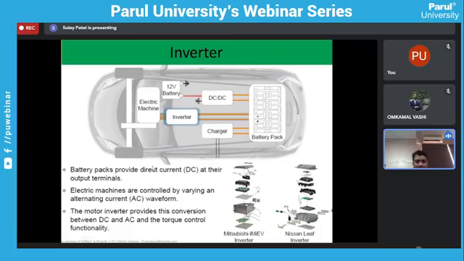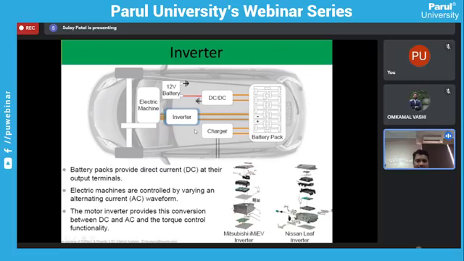Then we will discuss the inverter. Battery packs provide direct current at their output terminals. Electric machines are controlled by varying an alternating current waveform. The motor inverter provides this conversion between DC and AC, and the torque control functionality.